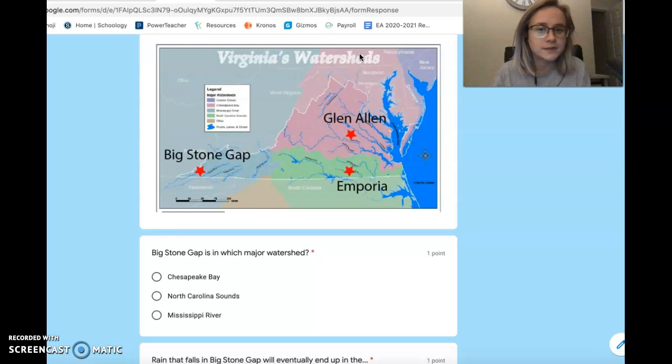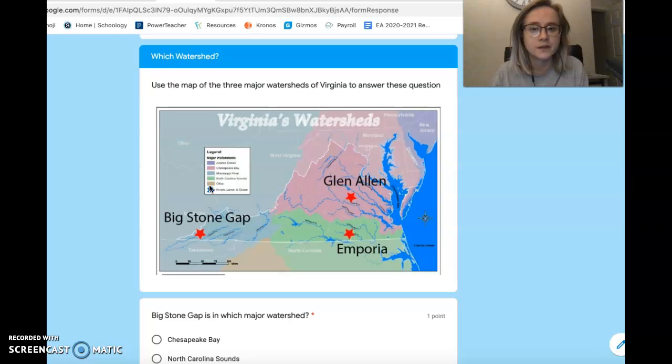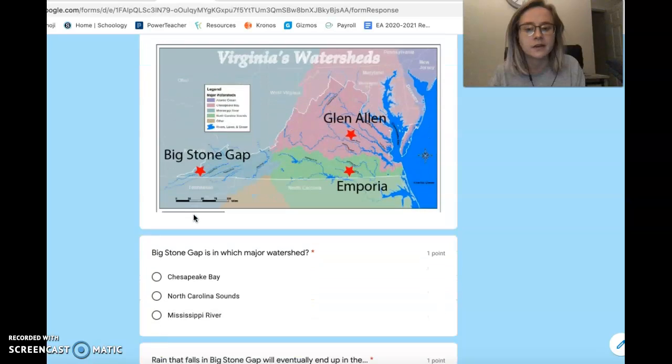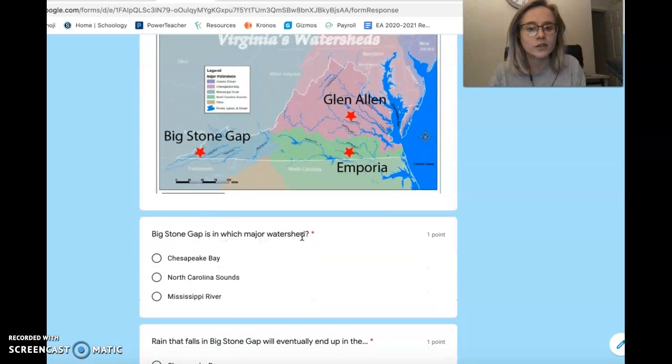You are going to use this map to answer the following questions. This map shows the 3 major watersheds in Virginia. The red area is the Chesapeake Bay watershed. The green area is the North Carolina Sounds watershed, and the blue area is the Mississippi River watershed. Big Stone Gap is in which major watershed? Chesapeake Bay, North Carolina Sounds, or the Mississippi River?